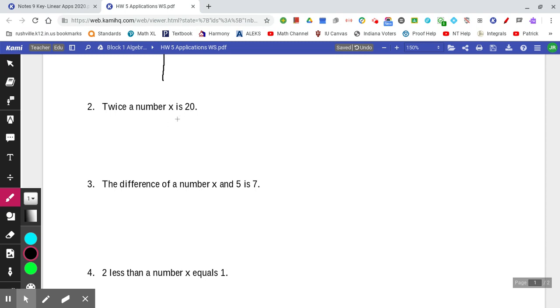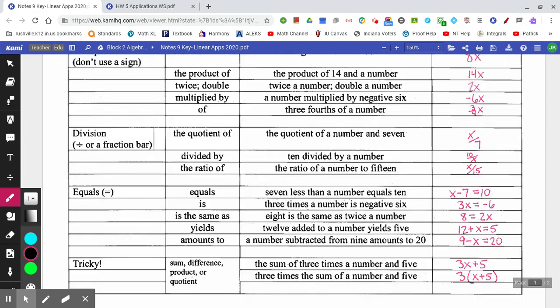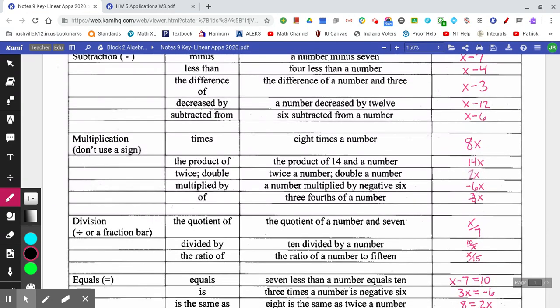So there's that word is again. So is 20. This is going to equal 20. Now I need to figure out what twice a number means. If you don't know, again, you can go back to the notes page attached on Google Classroom. Twice is another way of saying double, which means I'm just going to take whatever that value is and double it. I'm going to take 2 times that amount.